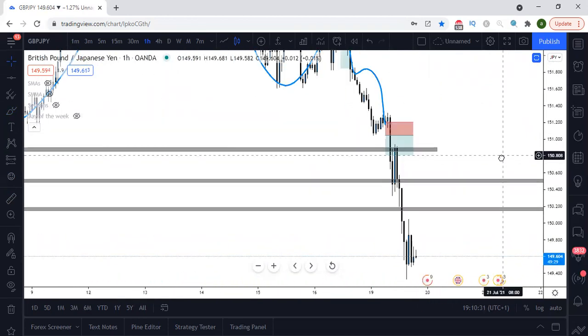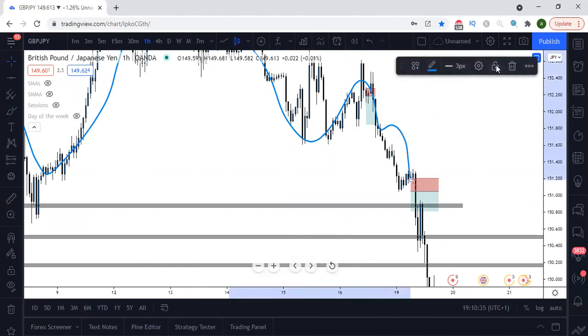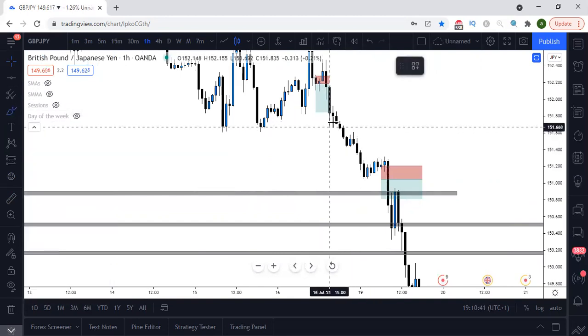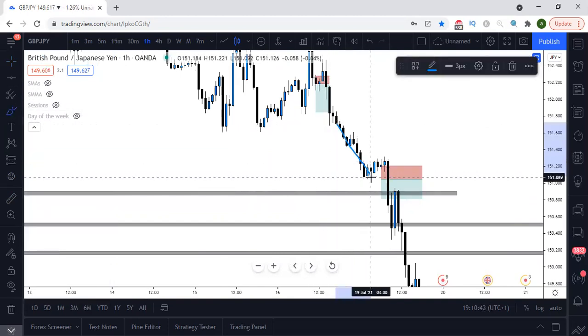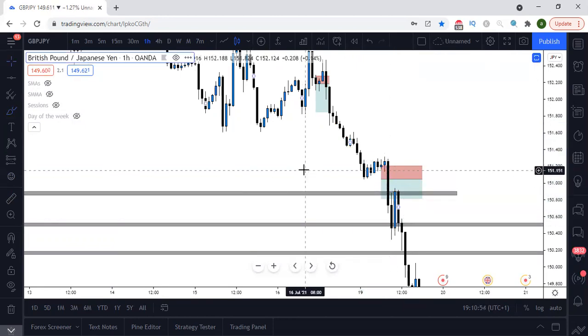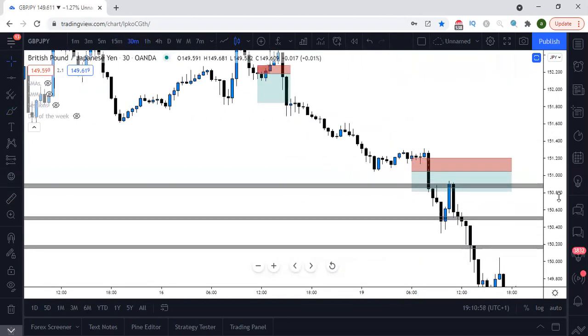Okay, so now coming back to our area over here, let's just delete this guy. What has price done? It has come down, made a lower low, gone up, made a lower high. Where do you think it's going to go? It's going to keep going down, and what you have to do is wait for your confirmation. So what is your confirmation?